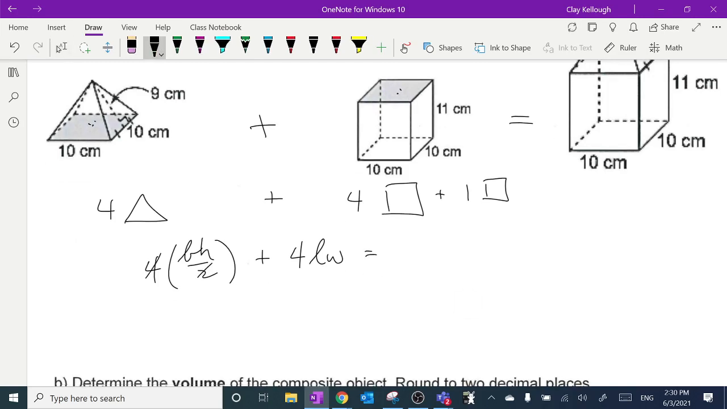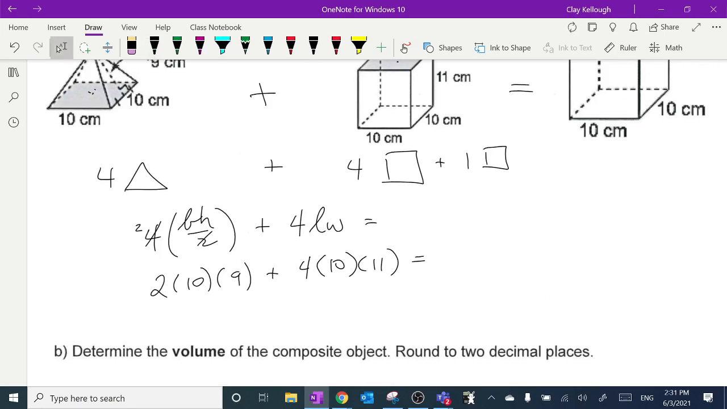And let's simplify. 4 divided by 2 is just 2. So 2 times the base, which is 10, times the height, which is 9. And then over on the rectangles, they're all 10 by 11. Do I need a calculator for this? I don't think so. 9 tens is 90 times 2 is 180. 10 times 11 is 110 times 4 is 440. And when I add that together, what am I going to get? 40 and 80 is 120, so 620.